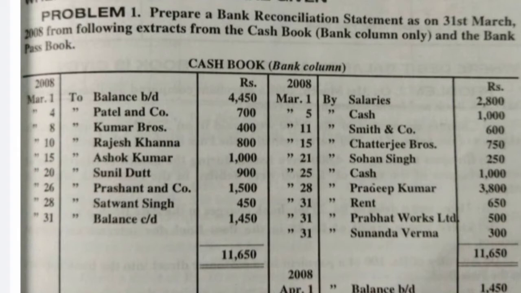Okay. Pradeep Kumar 3800. And next, rent 650, it got cleared in March only. Prabhat Works Limited got cleared in the bank passbook in the month of April. It is on the payment side, therefore we need to deduct because the cash book is on the decreasing side. We need to decrease the 500. Sunanda Verma, it is not cleared. So 300, it is appearing in the month of April, so it should get decreased in the BRS. Okay, next item.